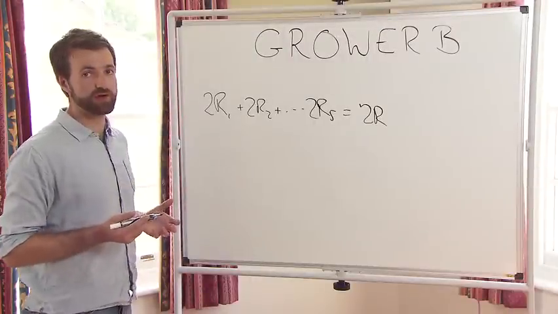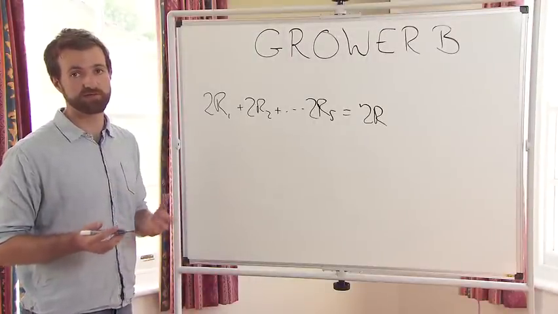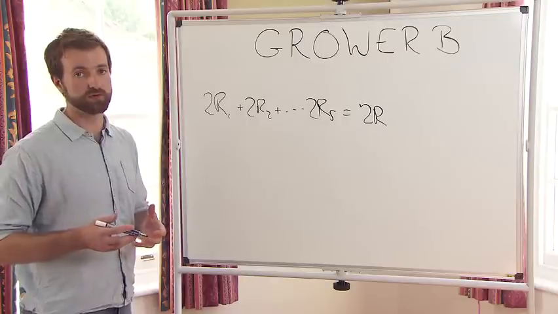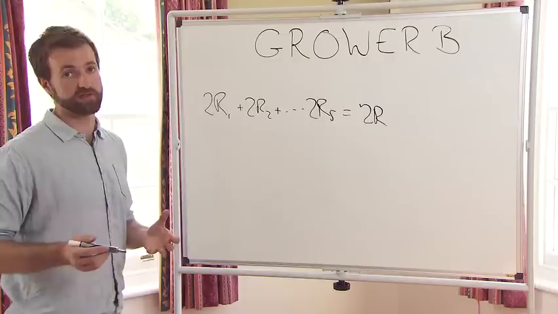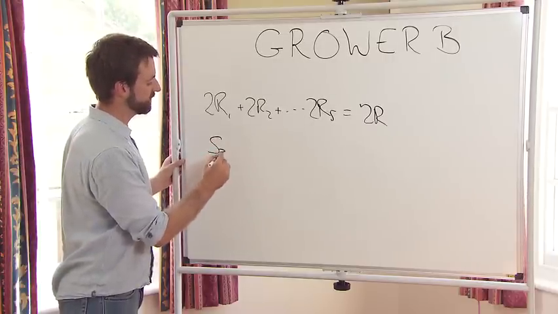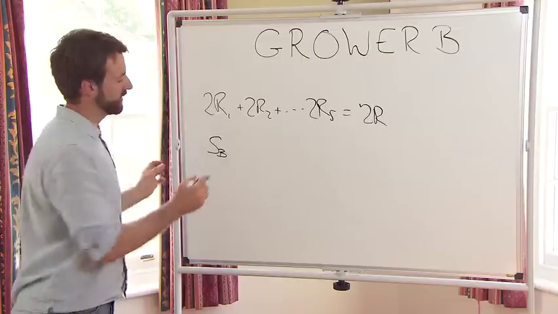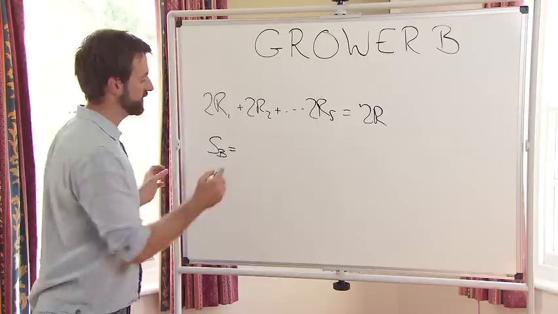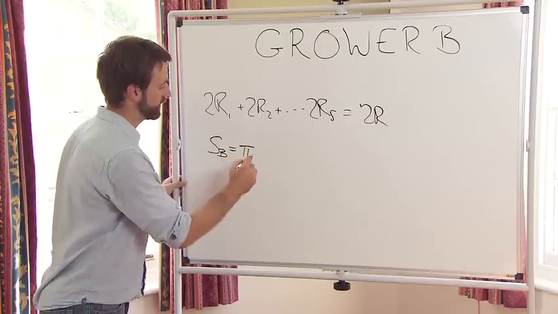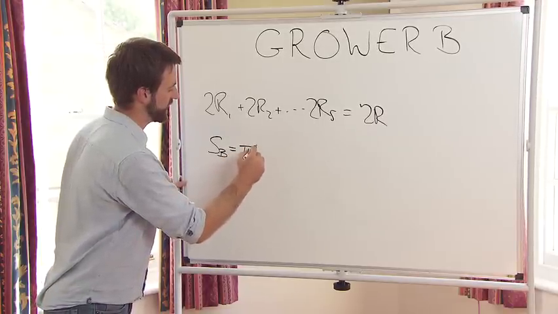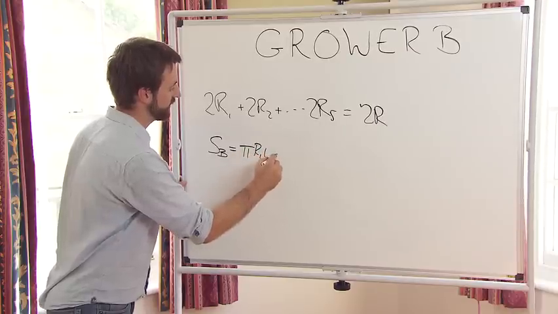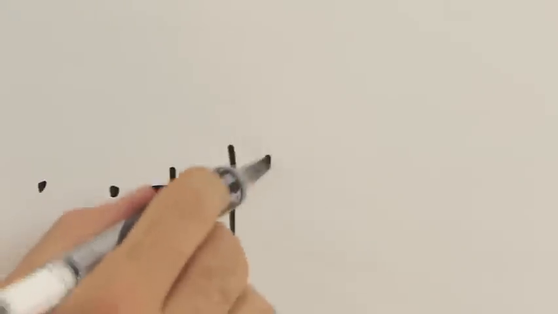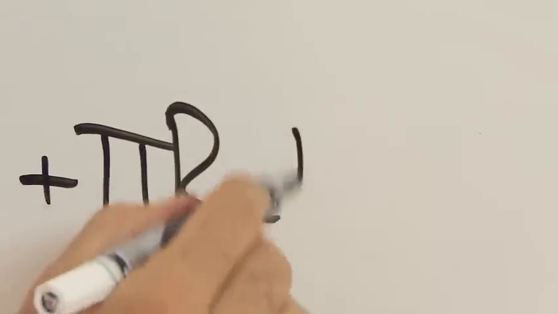Okay, so in order to work out the amount of plastic that grower B is going to need to cover his field, we need to work out the individual amounts of plastic that's going to be used for each one of his polytunnels and then add them together. So let's call that SB, where this time the B is for grower B. And we can use the same formula that we used before for the surface area of the half cylinder, which gives us that the surface area of the first polytunnel is going to be pi times R1 times L, and the next one pi times R2 times L, plus all the way up to pi times R5 times L.